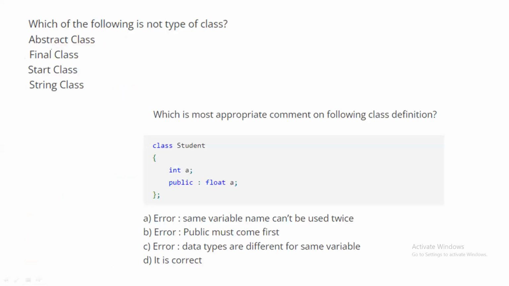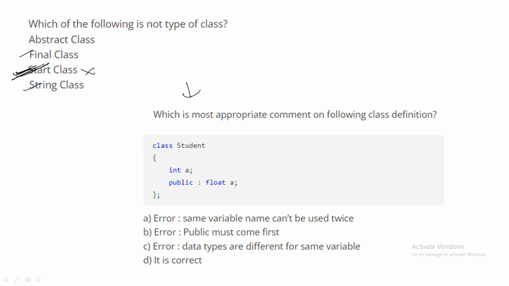The next question is, which of the following is not a type of class? Abstract class, final class, star class, or string class? Have you ever heard about star class? No, no. Abstract class is there, final class is there in Java, string class is there in Java, but star class, I never heard about it. So it will be the correct answer over here. So let's move on to the next question.